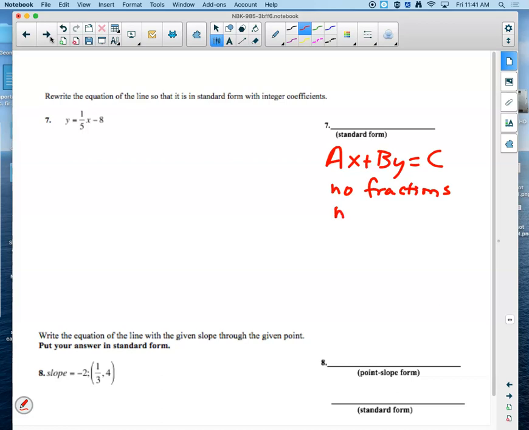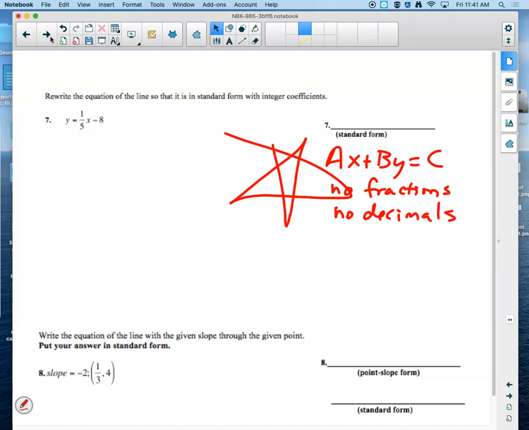And if when I just said all of that stuff, you said, oh my goodness, I had totally forgotten that, then do this to study it big time before we take the test. AX plus BY equals C. Can't have fractions, cannot have decimals.